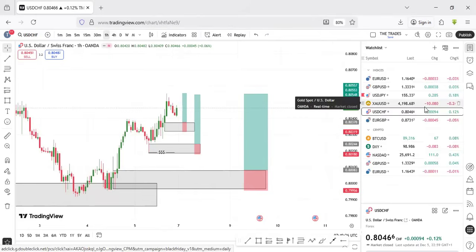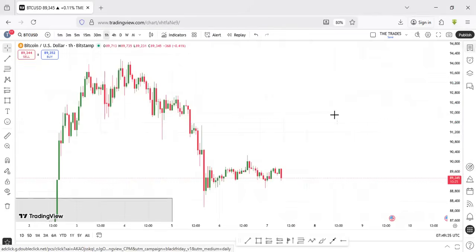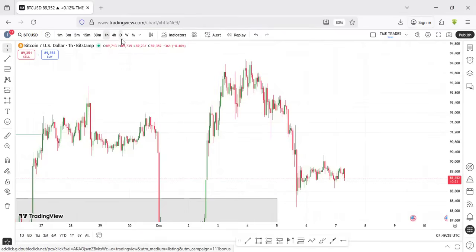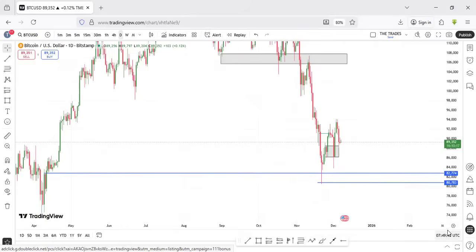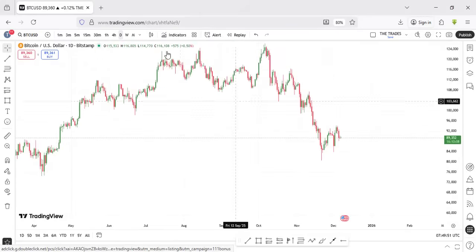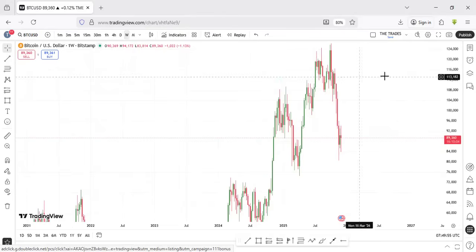We have BTCUSD and EURUSD. Okay, let's quickly just look at BTCUSD because of time. Okay, let's go to daily to see what is happening. Okay, let's delete everything here. So let's go to weekly to see what is happening.